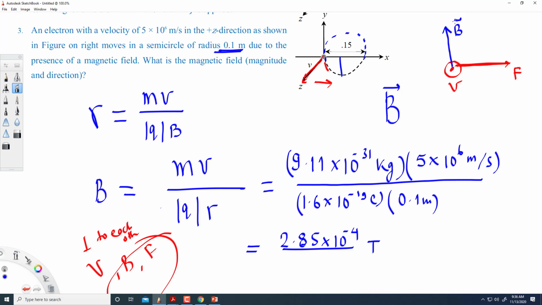Okay, so again, V is fingers, so fingers out. Curl towards magnetic field. Thumb is force, so force is that way. But since it's electron, you need to flip your thumb. When you flip that, that's the force, which is the right one. So magnetic field is that, and it is up, or you can also say up means positive y, okay, positive y.